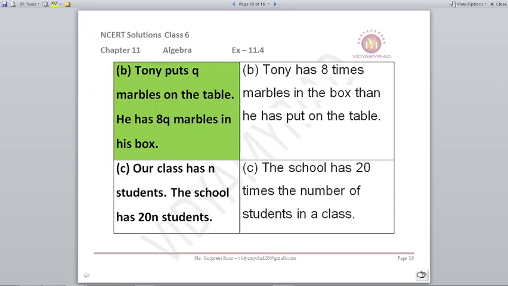Our class has n students. The school has 20n students. So how are we going to relate it? The school has 20 times the number of students in a class.